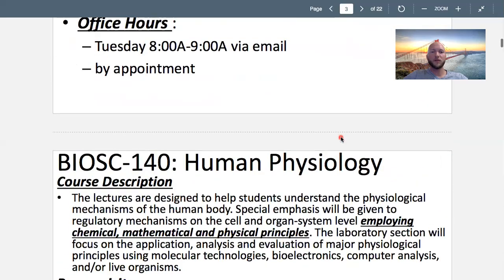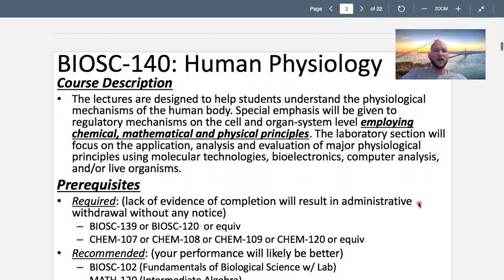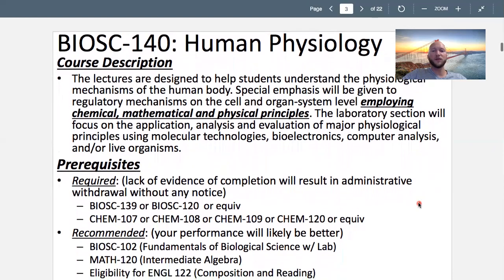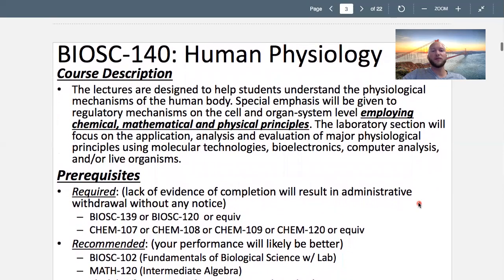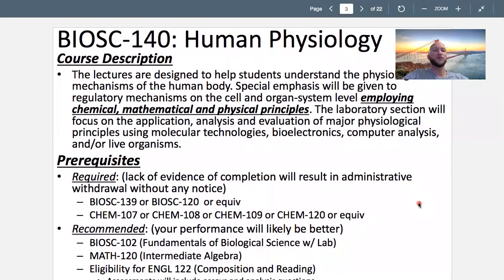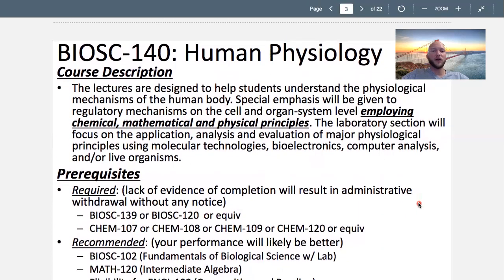All right, moving on. So course description. Lectures are designed to help students understand the physiological mechanisms of the human body. Special emphasis will be given to regulatory mechanisms on the cell and organ system level, employing chemical, mathematical, and physical principles. The laboratory section will focus on the application, analysis, and evaluation of major physiological principles using molecular technologies, bioelectronics, computer analysis, and/or live organisms.